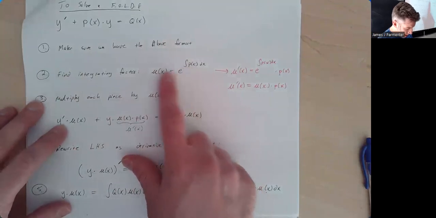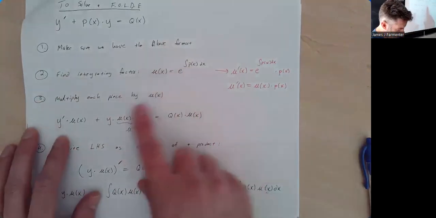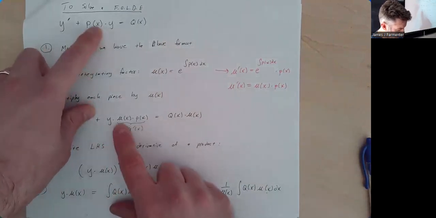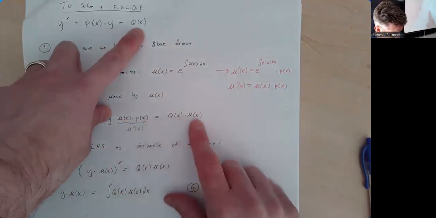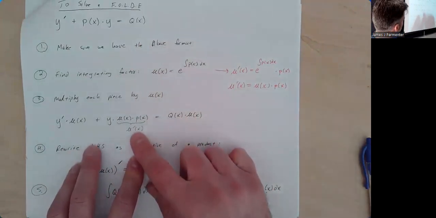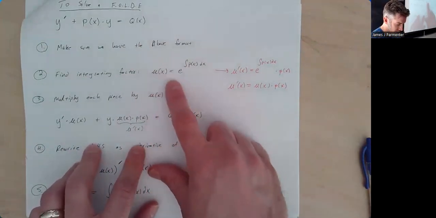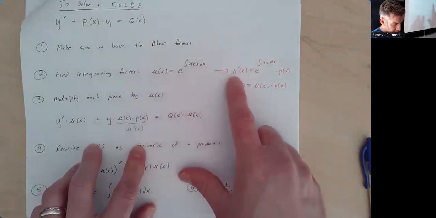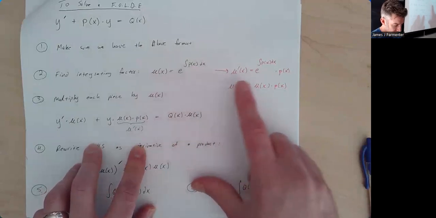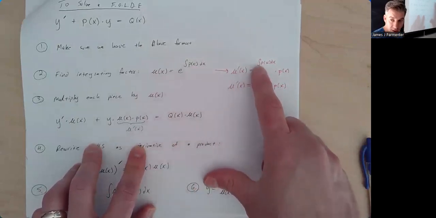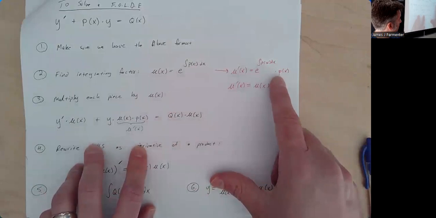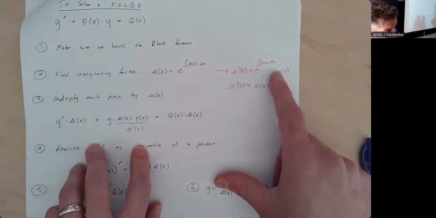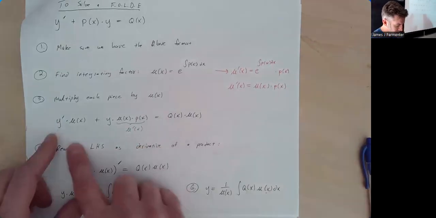If we multiply both sides by mu of X, you get Y prime times mu of X plus Y times P of X times mu of X equal to Q of X times mu of X. And it's really important to notice here that if you have mu of X equal to e to the stuff, the derivative of mu of X is the derivative of e to the stuff. And the derivative of e to the stuff is e to the stuff times the derivative of the stuff. And the derivative of the antiderivative of P of X is P of X. So then you end up getting exactly a product rule here, right?